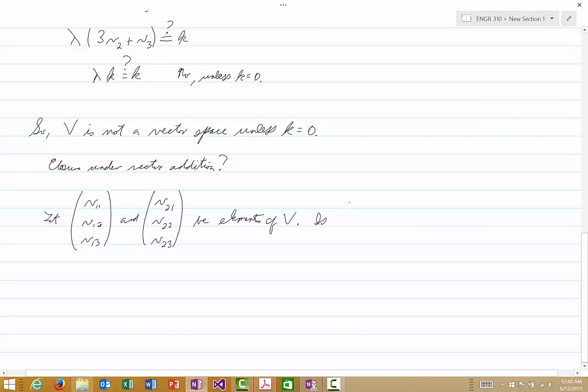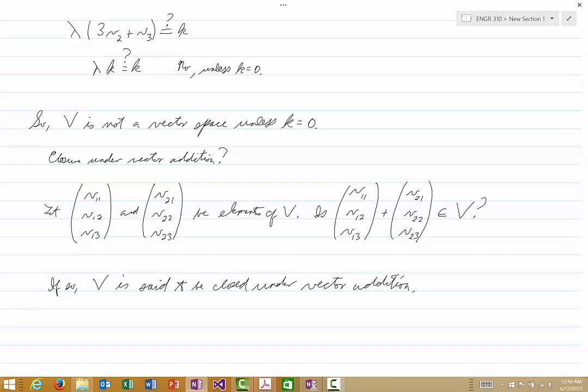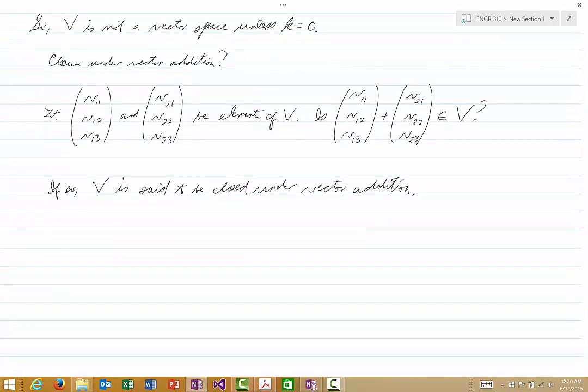Is v11, v12, v13 plus v21, v22, v23 an element of V? If so, V is said to be closed under vector addition. If not, then V is not closed under vector addition. And as we've already said, this is one of the key properties of a vector space. So let's see what happens, okay?